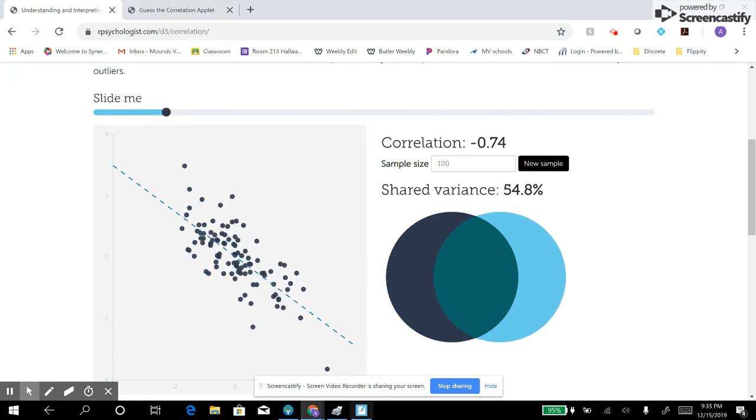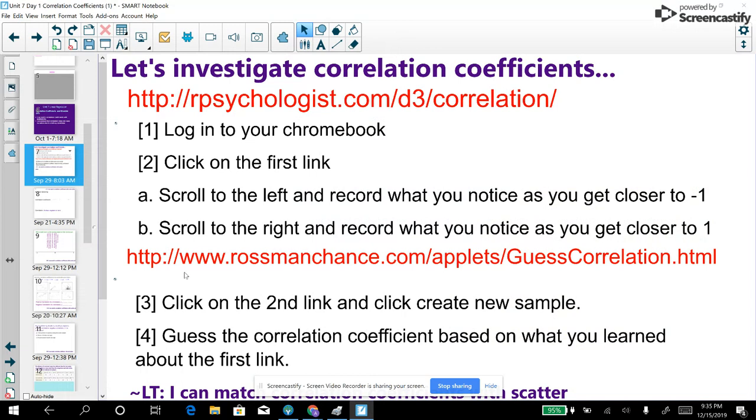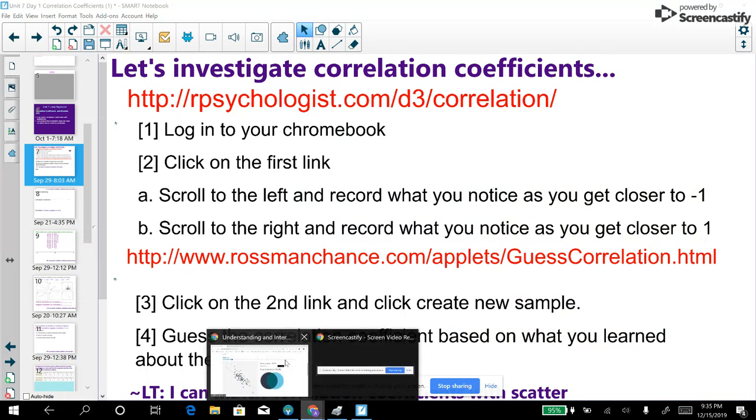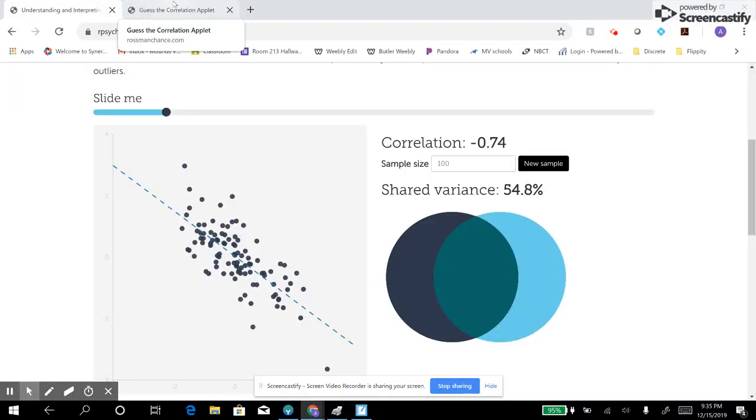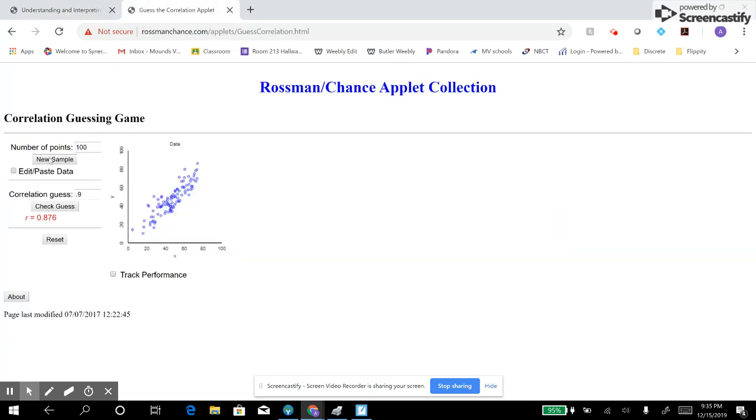The other site you're going to go to is this rossmanchance.com site, and you're going to try and guess the correlation coefficient after having taken a look and seeing what happens here. So this is what that site looks like. You can put however many points you want in here. I'm going to start with 25. They'll give you a new sample if you press this button, and then you just go ahead and guess your correlation. So take a moment, pause the video, and when you get done, come on back and we'll talk through what you should have seen.